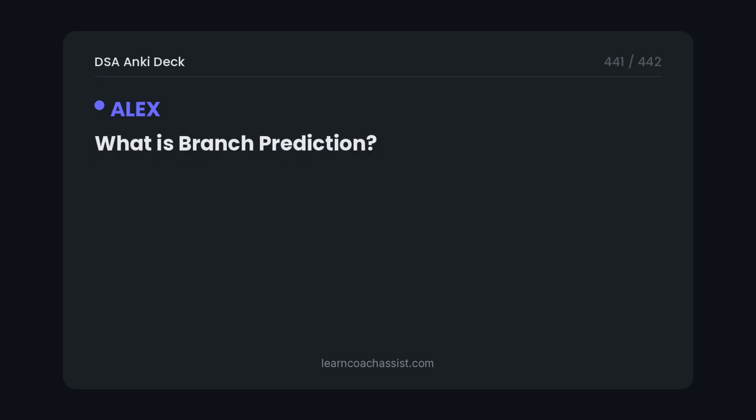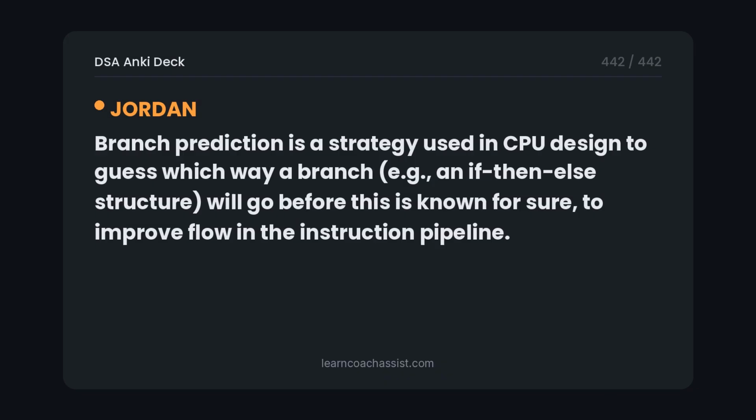What is branch prediction? Branch prediction is a strategy used in CPU design to guess which way a branch, e.g., an if-then-else structure, will go before this is known for sure, to improve flow in the instruction pipeline.